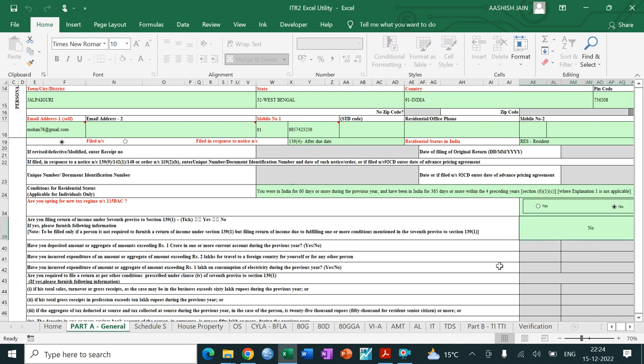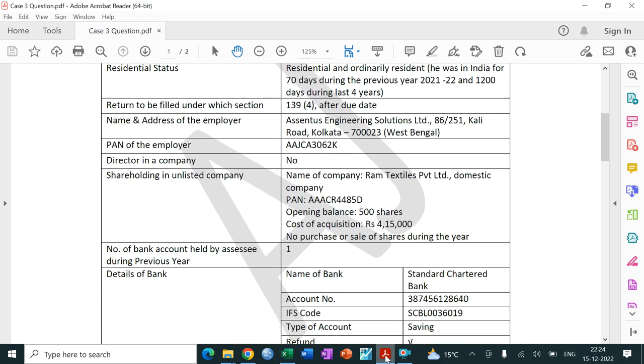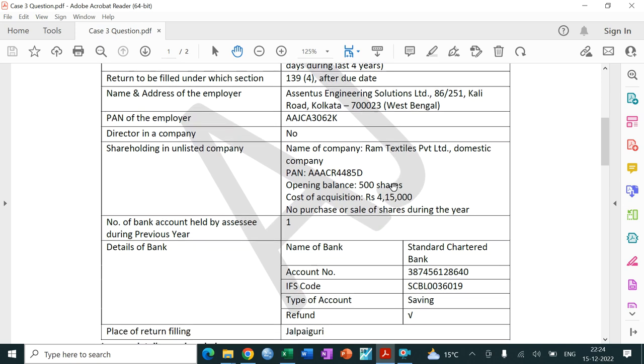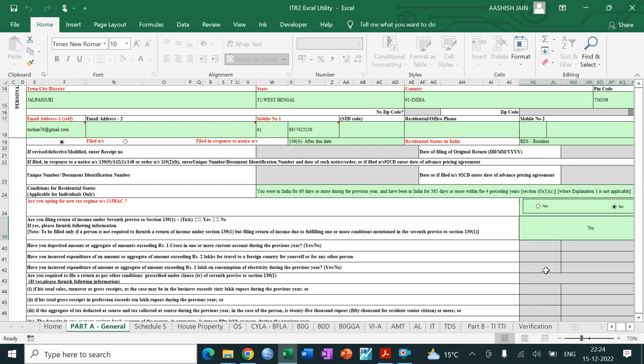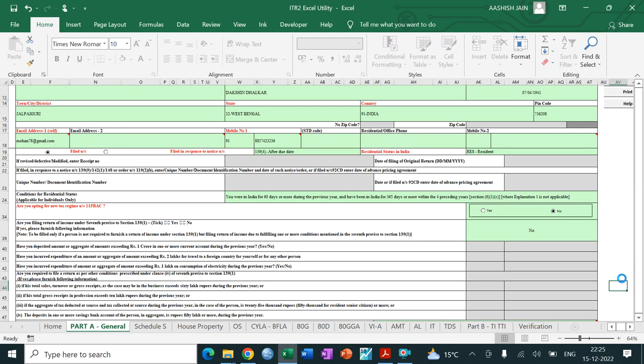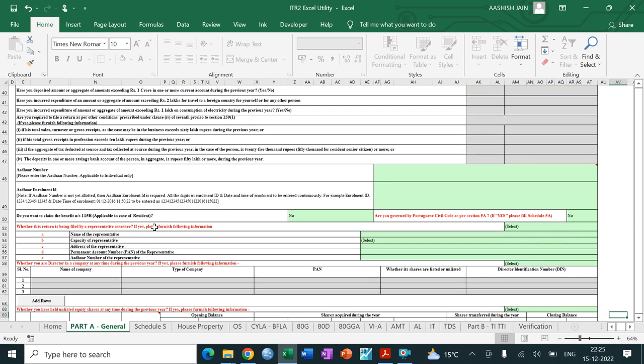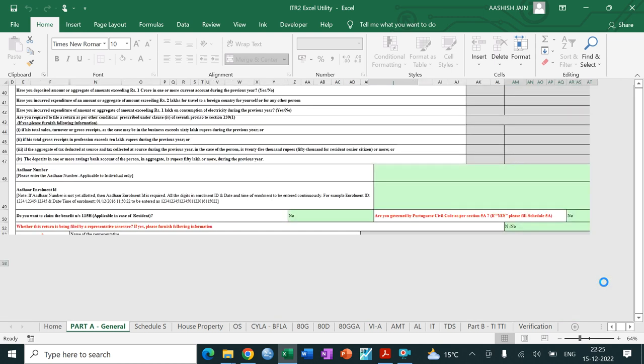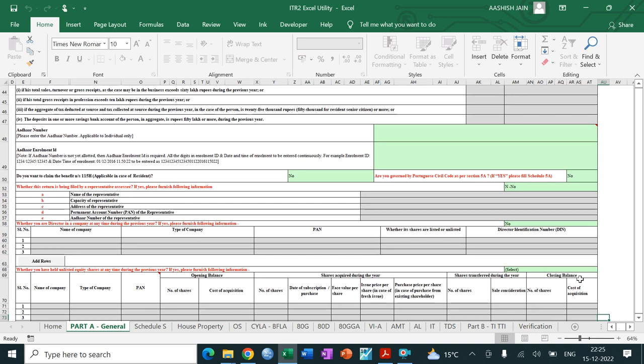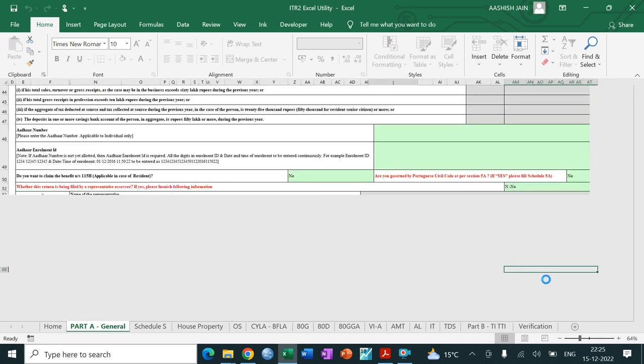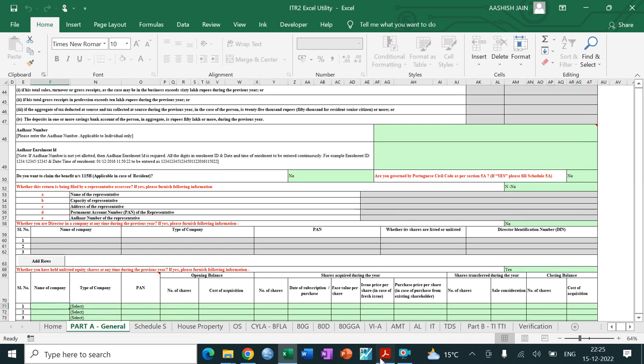No, yes, the thing is, we have also been given some information regarding director. Basically he is holding some unlisted shares in this company, so we need to fill these details. Just make it no. And now you have to make this yes, because this time SSC is holding unlisted shares in a domestic company. The name of the company is given to you. Type of the company, that is a domestic company.